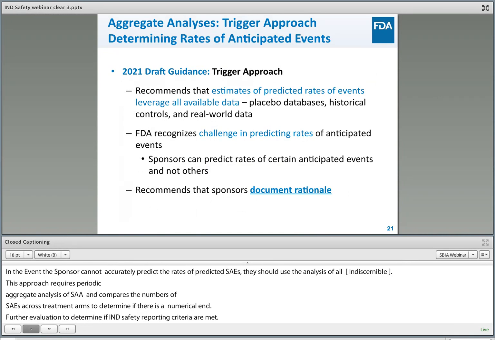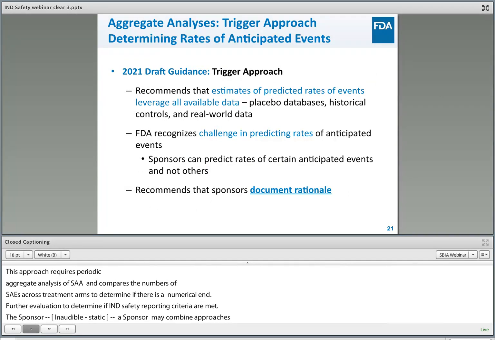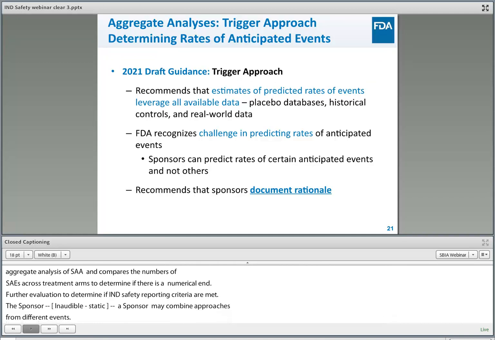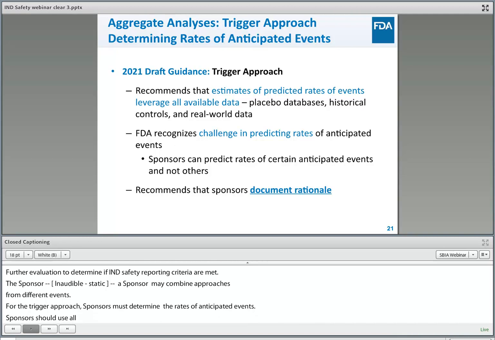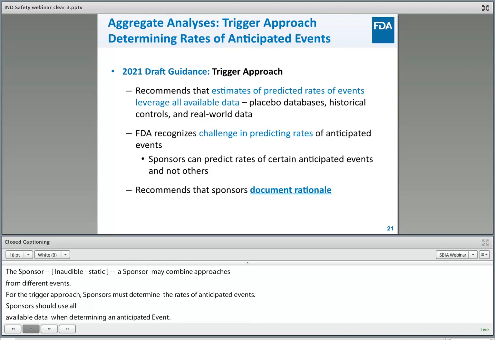For the trigger approach, sponsors must determine the rates of anticipated events. Sponsors should use all available data when determining rates of anticipated events. This may include placebo databases, historical data, literature, external epidemiological databases, electronic health records, and disease-specific registries to estimate rates of SAEs anticipated to occur in the study population.